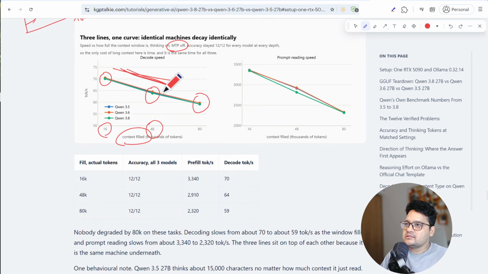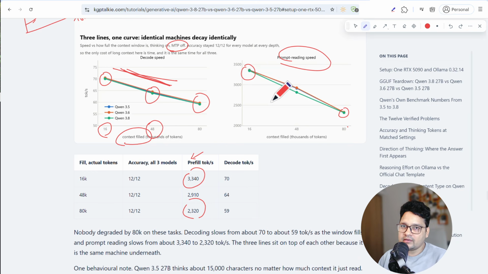Similarly, this is the generation speed. And you will notice the prompt reading speed as well. This is known as prefill tokens actually. Whatever input goes inside the model, that is the prompt reading speed. Prompt reading speed also decreased here. Initially it was 3340 for almost all models. Thereafter, when 80,000 tokens got filled, its overall speed decreased to only 2300.